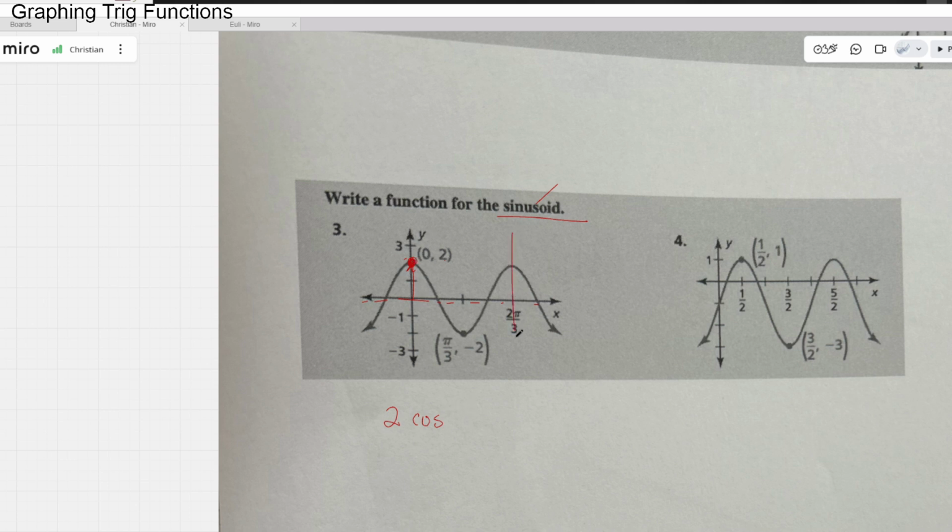Zero. All right, let me get my period, which is 2 pi over 3. I know B is 2 pi over the period, 2 pi over 2 pi over 3. I'm putting it over 1, so I'll flip this guy up: 3 over 1. Boom. So it looks like my B value is 3. There's no horizontal shift, and my midline was at 0. So this is the graph.